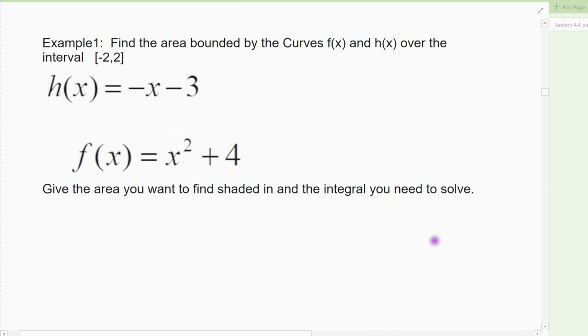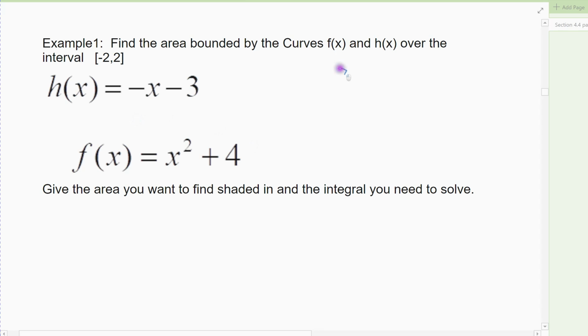Alright, so suppose I have these two functions. I want to find the area bounded by the curves f of x and h of x from negative 2 to 2. The first function, h of x, is a line, continuous everywhere. F of x is a parabola, right? X squared is a parabola, continuous everywhere.